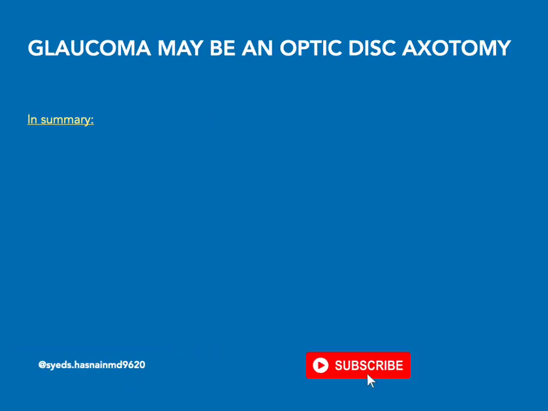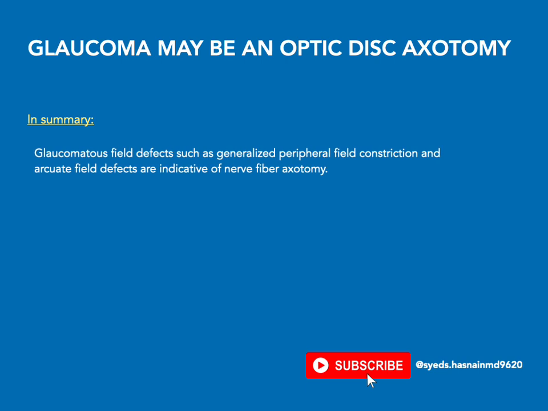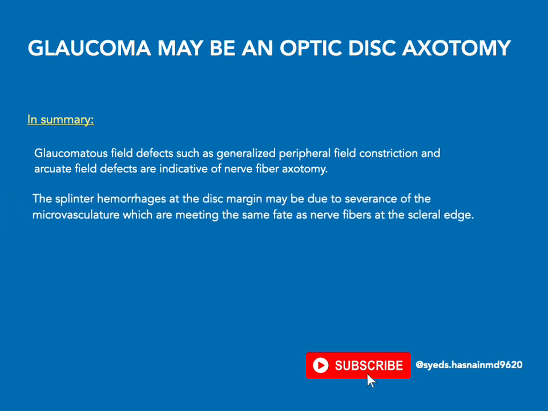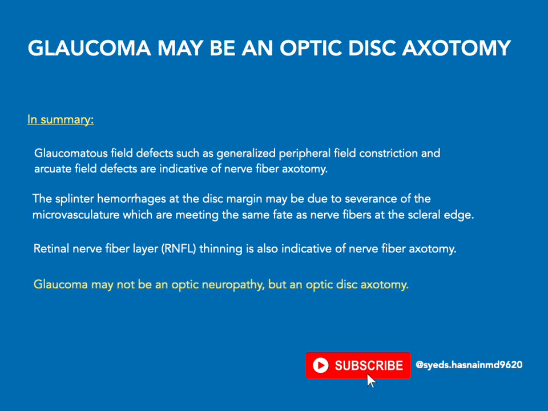Glaucomatous field effects such as generalized peripheral field constriction and arcuate field effects are indicative of nerve fiber exotomy. The splinter hemorrhages at the disc margin may be due to severance of the microvasculature, which are meeting the same fate as nerve fibers at the scleral edge. Retinal nerve fiber layer thinning is also indicative of nerve fiber exotomy. Glaucoma may not be an optic neuropathy, but an optic disc exotomy.